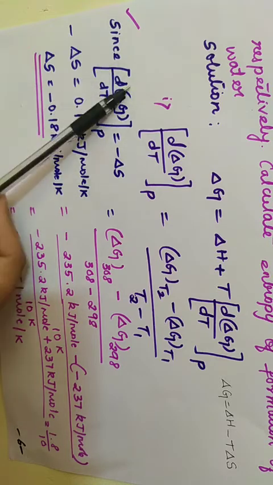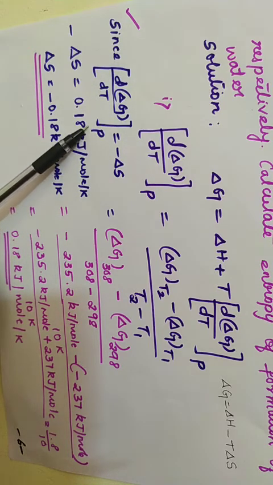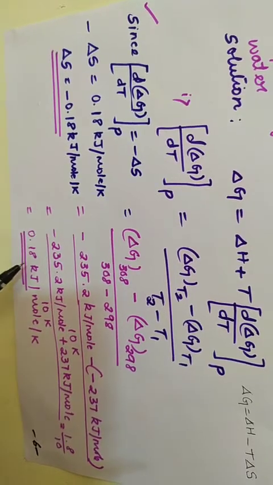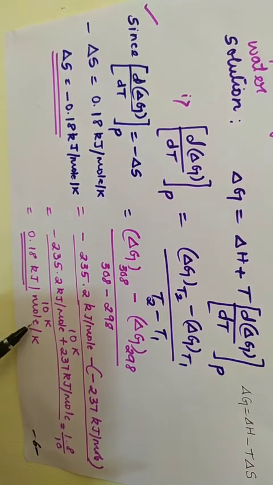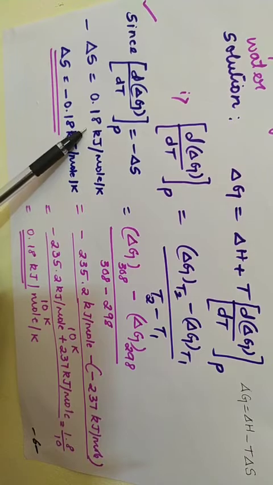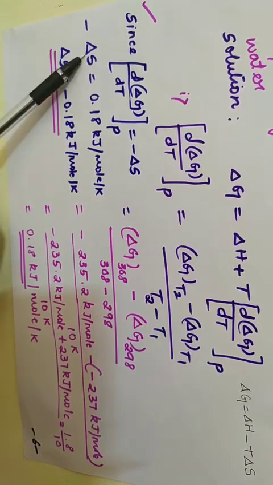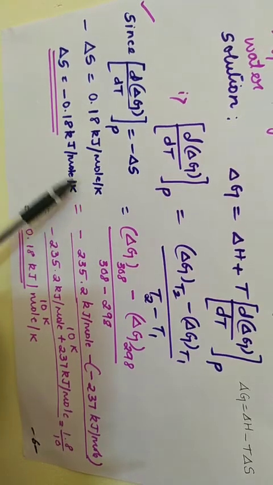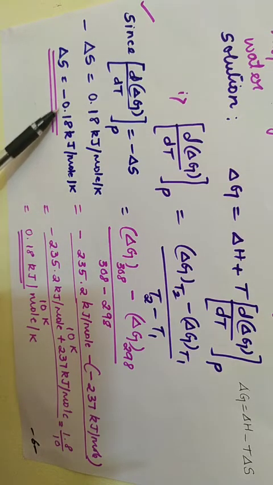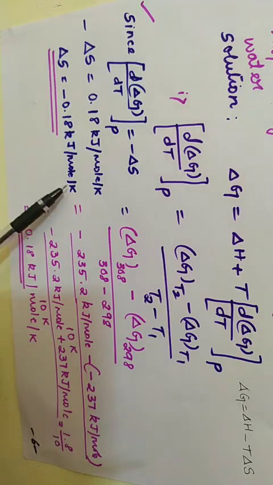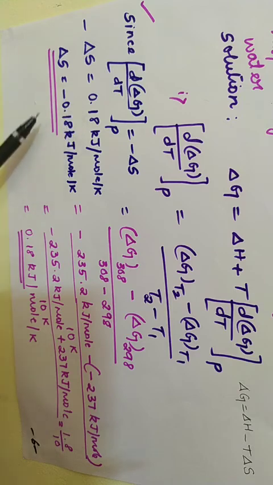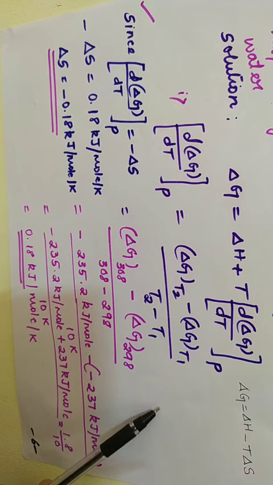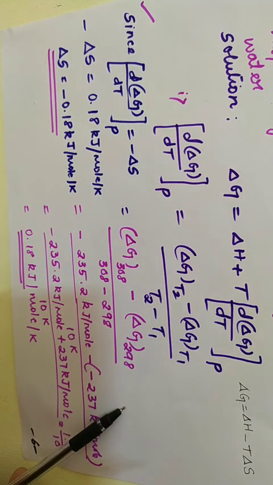And we know the value of d by dT of delta G at constant pressure, which we have calculated in the previous step as 0.18 kilojoules per mole per Kelvin. Substitute in the expression. So then minus delta S will become equal to 0.18 kilojoules per mole per Kelvin. Then we have delta S is equal to minus 0.18 kilojoule per mole per Kelvin. So it is the entropy of formation of the water. So we have solved 3 problems based on free energy change. Thank you.